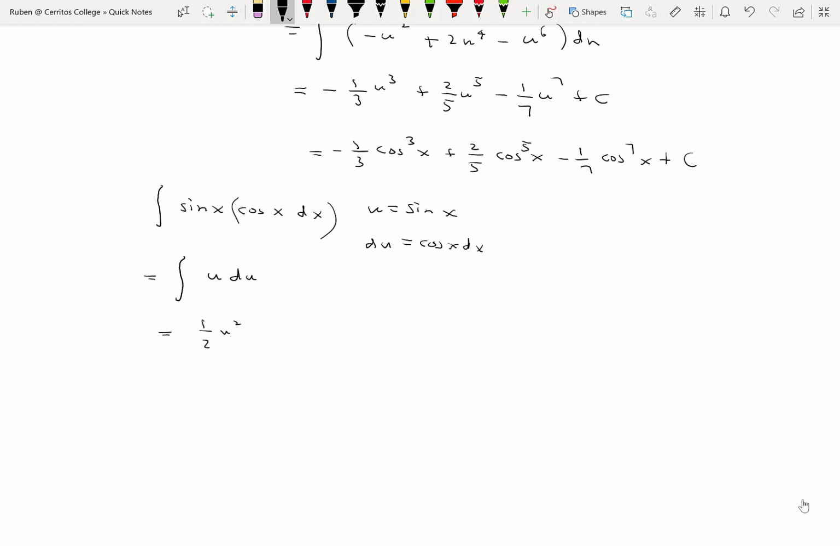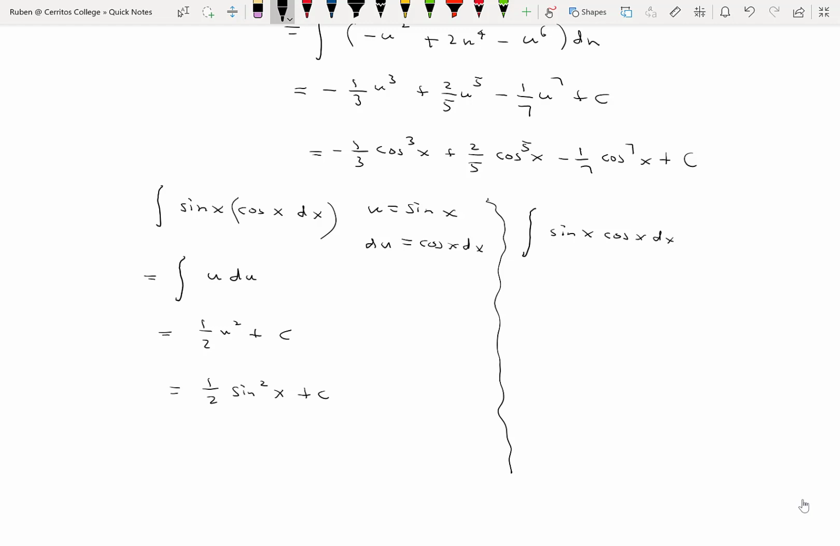The antiderivative of u with respect to u is 1/2 u squared plus a constant. So 1/2 sine squared x plus a constant. Well, that brings up the possibility that we might get two different answers. Suppose I treat it as the sine being the odd power. Remember, they're both odd here.